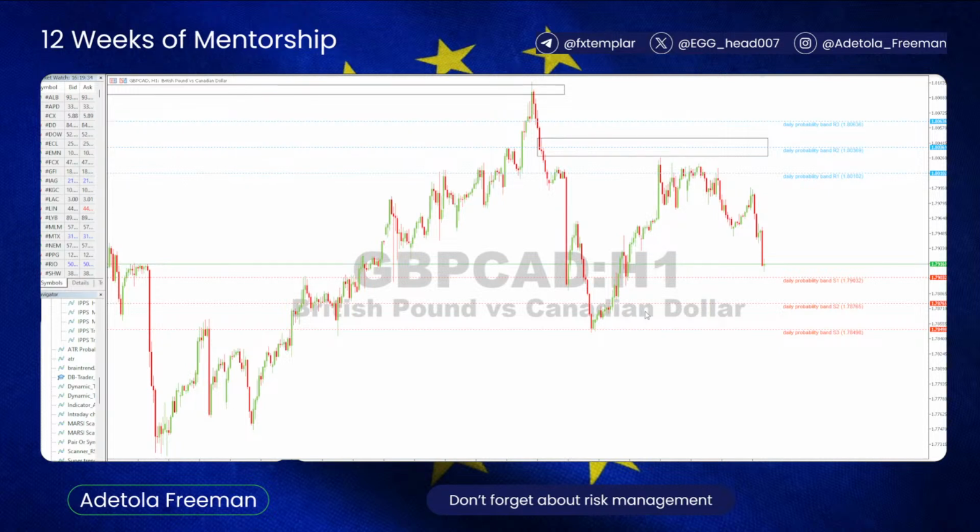Oftentimes, when people predict, they become gamblers in the market, not traders. But when you have statistics, you have data to prove your sentiment, that is when you can say that you are an analyst. So generally, whether or not price will reach 3,000 on gold, there are a lot of factors that determine that. One of them is the fact that people are uncertain about how the U.S. elections are going to turn out.